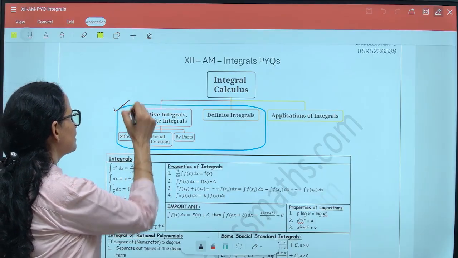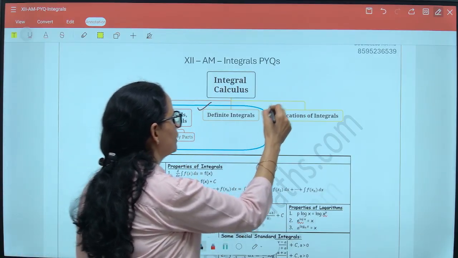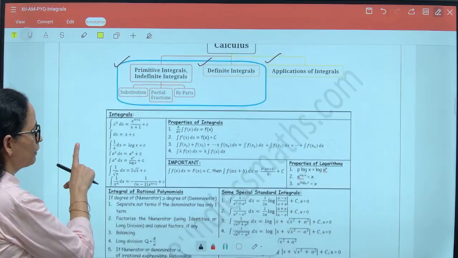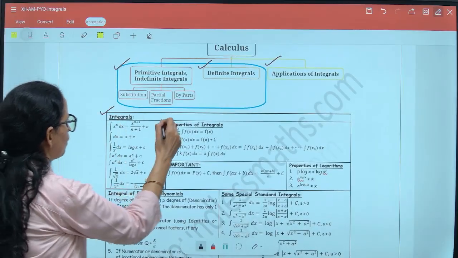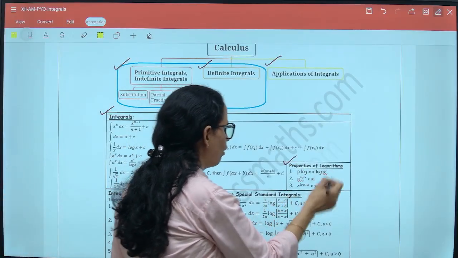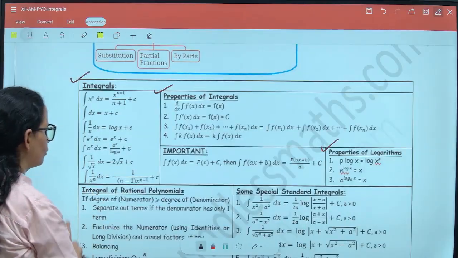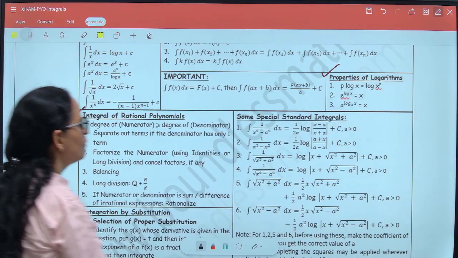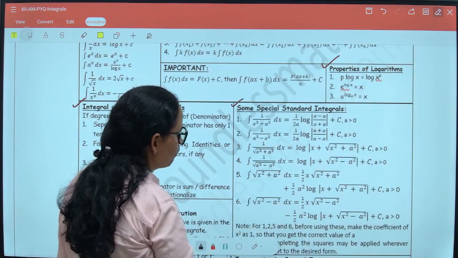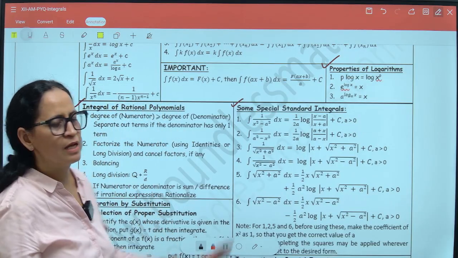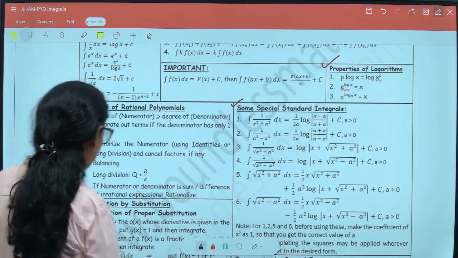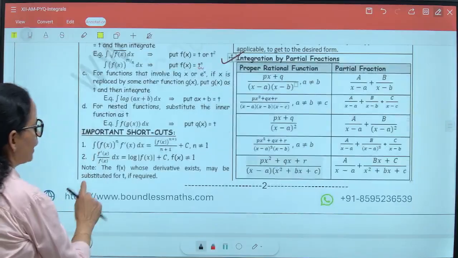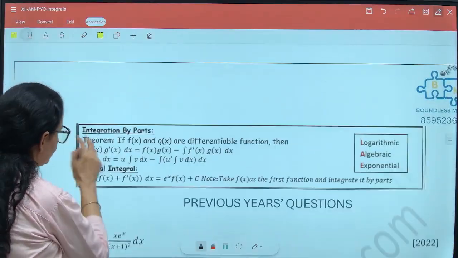So we have three things: indefinite integrals, definite integrals, and then applications of integrals. For indefinite integrals, we cover the basic properties of integration, and some properties of logs are also used. Then we have integration of rational polynomials. You need to look at the pattern of the question and then see how to solve it. There are some standard integral formulas. You need to learn these formulas, and you might need to apply them directly for your MCQs. Then we have integration by substitution, integration by partial fractions, and last but not the least, integration by parts, right?